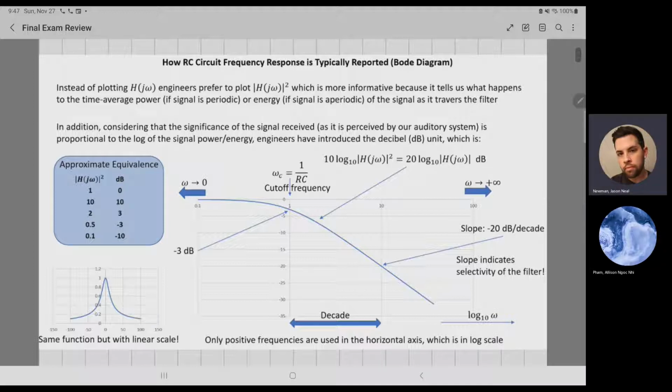Instead of plotting H(jω), you can just kind of ignore it, but it's basically saying you're in the time domain. I'm sorry, not the time domain, the frequency domain.